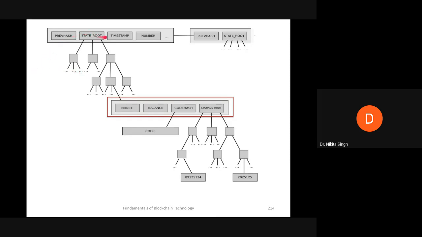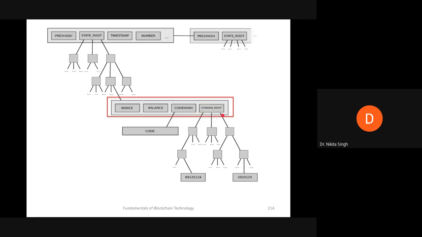Previously we were talking about the storage root. There are three types of Patricia trees, or Merkle trees, that we have with Ethereum. You can see a tree structure over here. This tree structure is the state root. We'll see this one by one. What exactly do we mean by it? So we have a state root. Next, if you come here, you have a storage root.